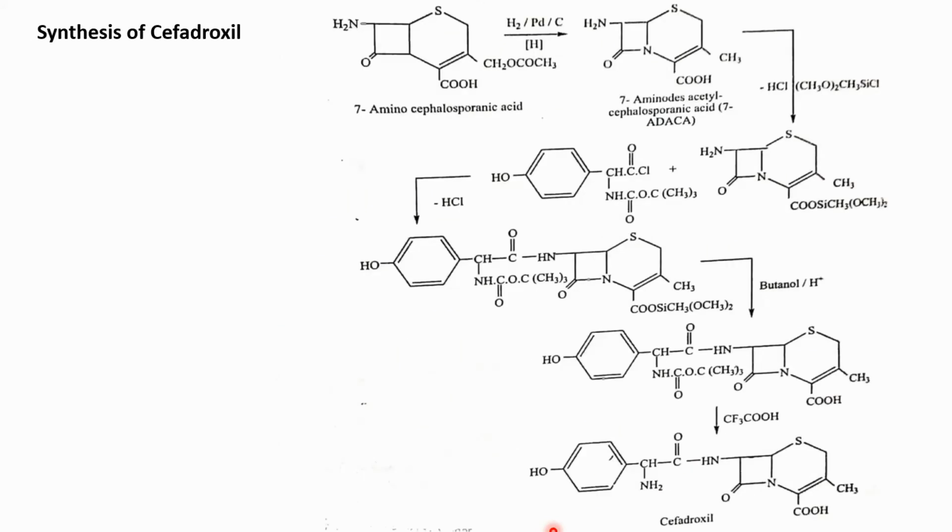Next is the synthesis of cefadroxil. Again, here the 7-aminocephalosporanic acid and 7-aminodesacetoxycephalosporanic acid, which is also known as 7-ADCA, will fuse together to convert into cefadroxil. So here you can see the synthetic process.